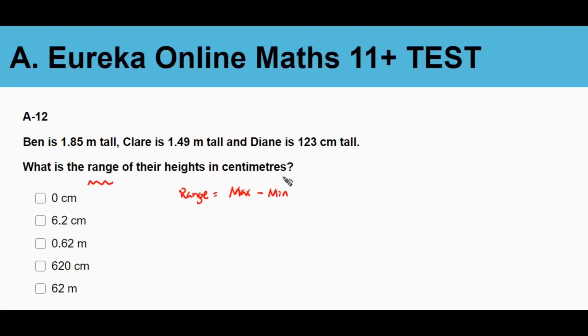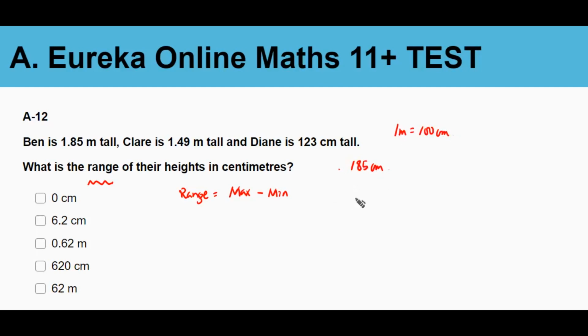Now here we have mixed units with meters and centimeters. You need to convert meters to centimeters or centimeters to meters. You have to make all the units the same. It's easier to change meters to centimeters, because calculating with decimal numbers is sometimes a little bit annoying. Now if we change 1.85 meters to centimeters, it is 185 centimeters, because 1 meter is 100 centimeters.